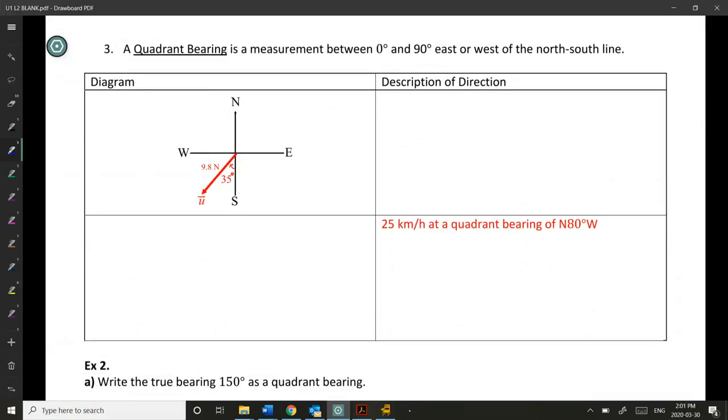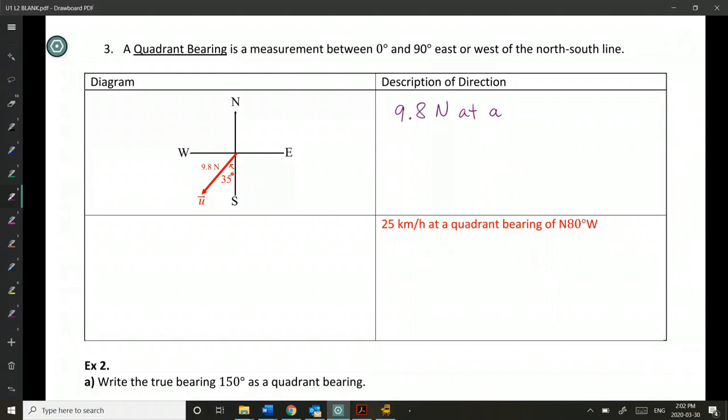All right, the last way that you might see directions indicated is quadrant bearing. And quadrant bearing is going to start at either the north or south line, and it's going to go toward the east or west line. So for the first one here, you're basically going to indicate the magnitude. So in this case, it's 9.8 newtons.